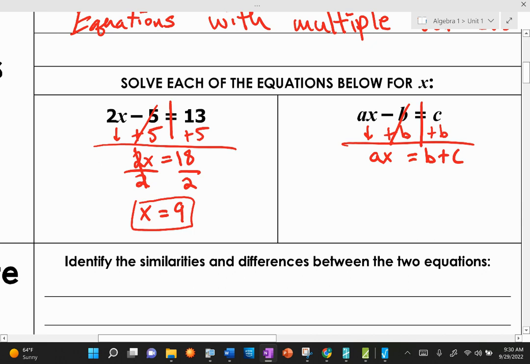Okay, now if you wrote c plus b, the commutative property of addition says that doesn't matter. You can put them in a different order, whatever. My brain just likes alphabetical.